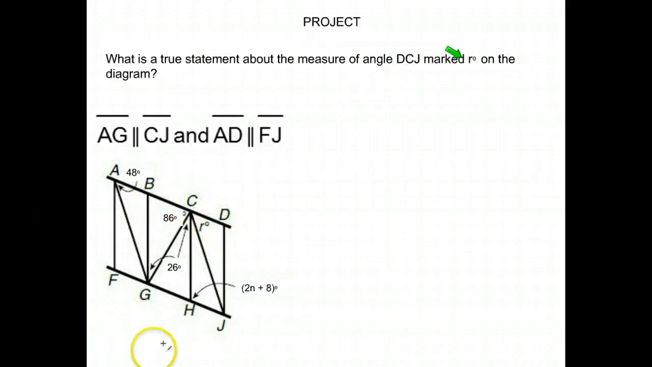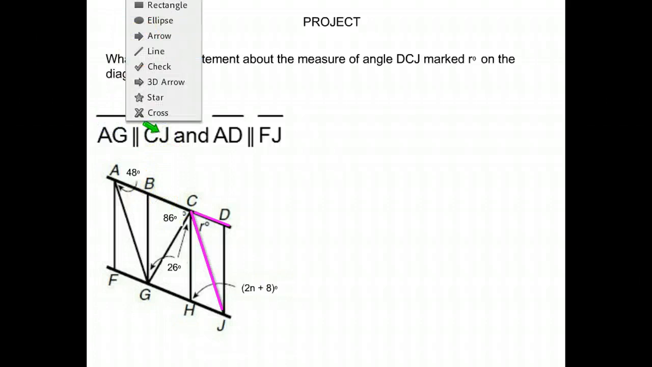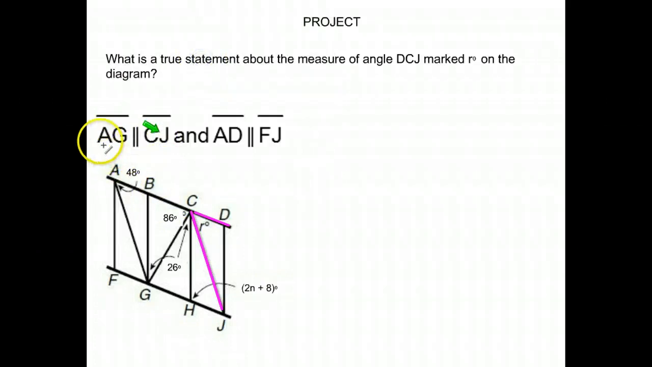Okay, so let's take a look. What is true about DCJ? And they told us where it was. It's DCJ. What do we know? We know AG and CG are parallel. So I know I can come through here. And so this should have something to do with our angle pairs because that's the lesson it's in, but we shall see.